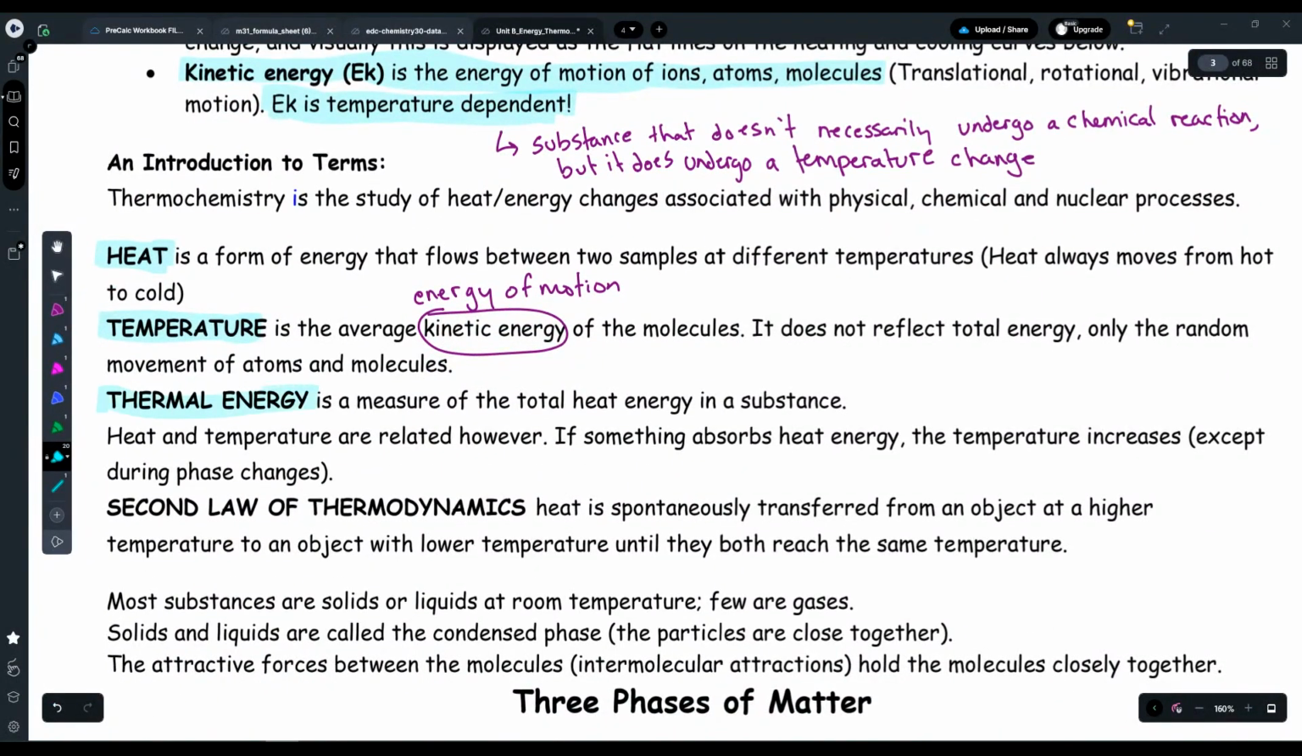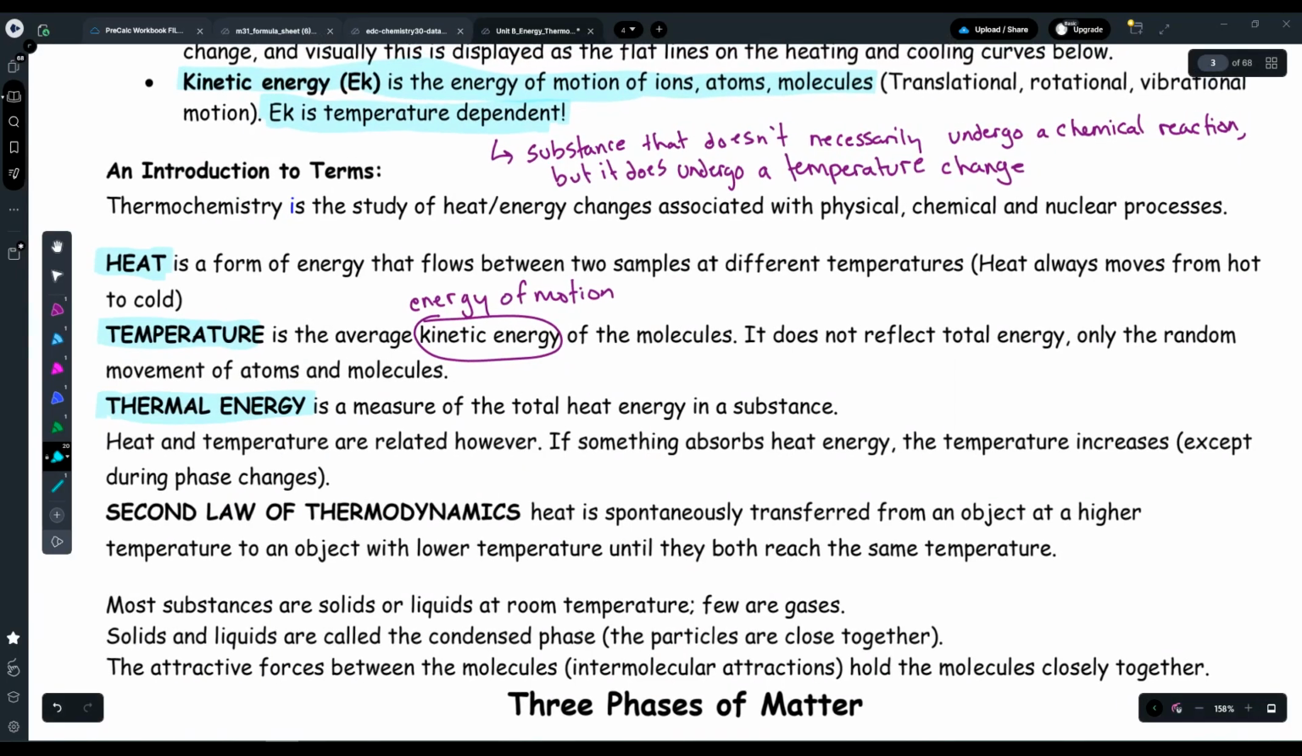Temperature isn't going to reflect total energy, only the random movements of atoms and molecules. Thermal energy is a measure of the total energy in a substance. Now, heat and temperature are related. However, you have to keep in mind that they are two different things. For example, if something absorbs heat energy, the temperature increases, except during a phase change. That's where it's going to plateau a little bit. And once the phase change is finished, the temperature will keep on changing.